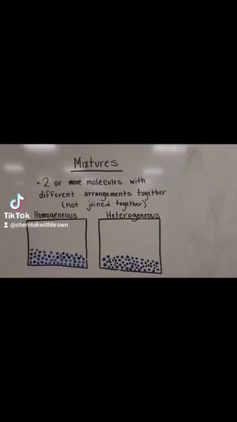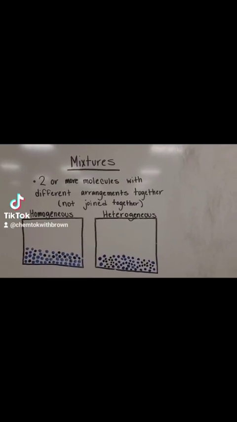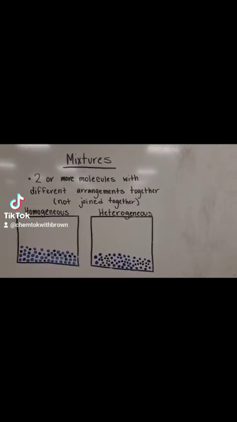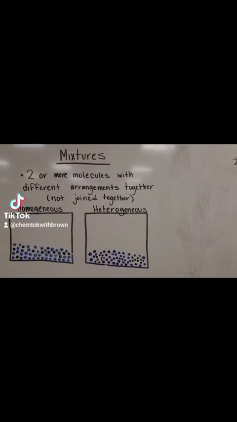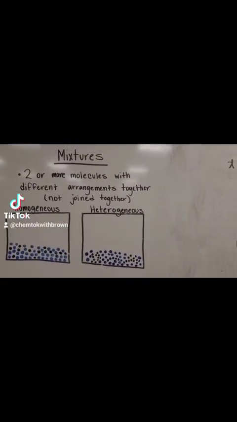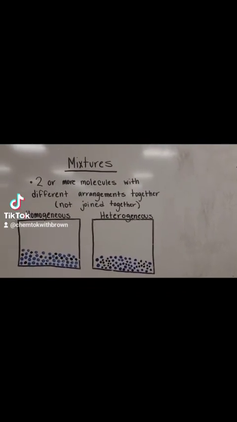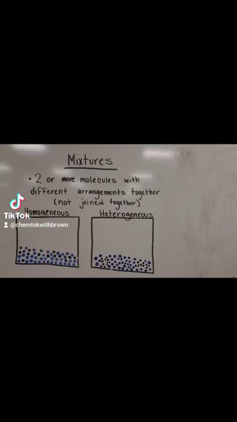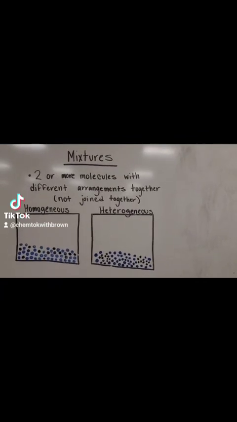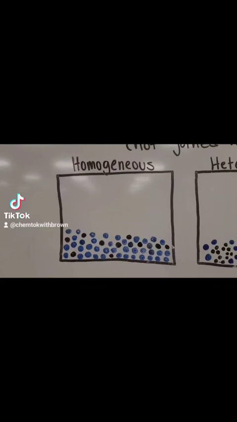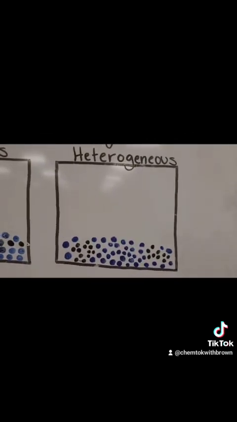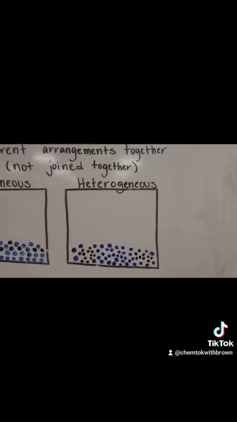We also have particle diagrams of mixtures. And being that we have two different types of mixtures, homogeneous, in which everything looks the same, and heterogeneous, in which we can visually see the differences inside of the mixture, we're going to have all of the spheres, the molecules, with different arrangements together, but not joined. So in our homogeneous mixture, black particles are scattered all throughout, randomly distributed throughout the mixture. In the heterogeneous mixture, the black spheres are clustered together. They are grouped together, showing us the visual difference within the mixture.